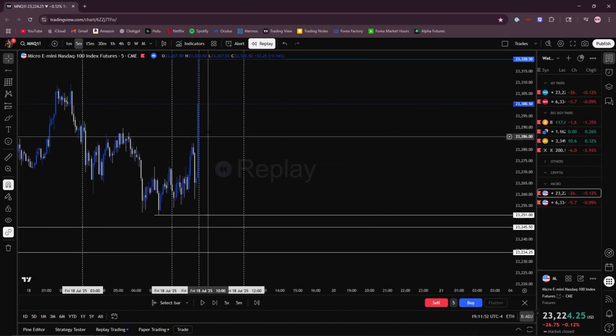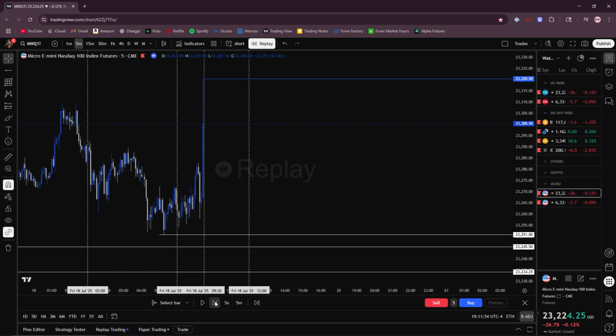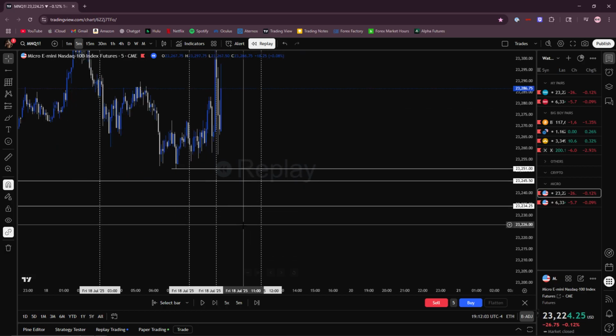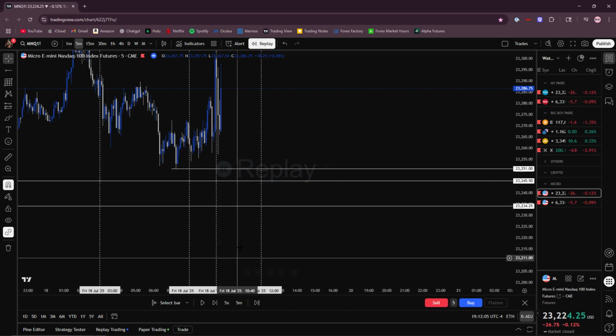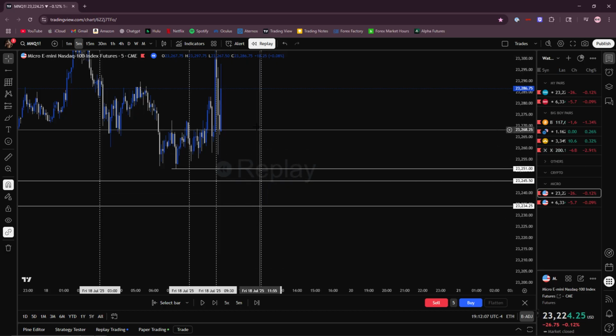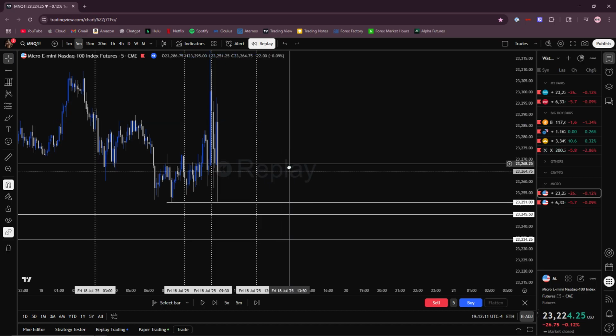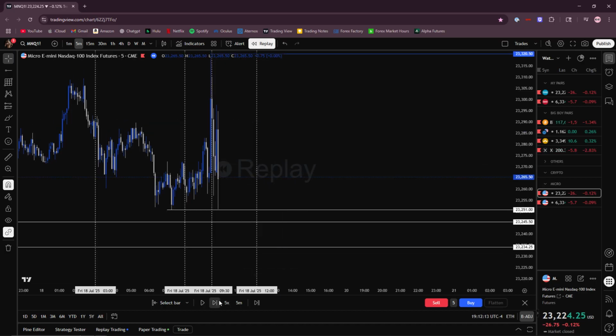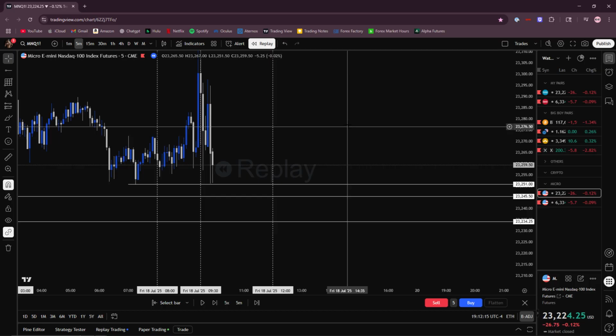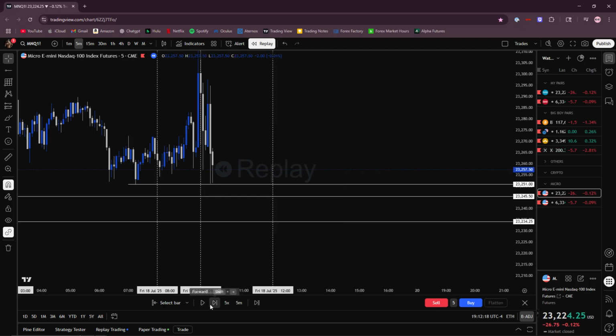What I was hoping for is for price to start pushing back down to the downside, which does end up happening. And then I was hoping for price to come down below this low here, and then we would see a 5-minute break of structure, retracement, and then push higher. But that does not end up happening. It's pretty unfortunate, but it's whatever. I just was looking to take a trade today.